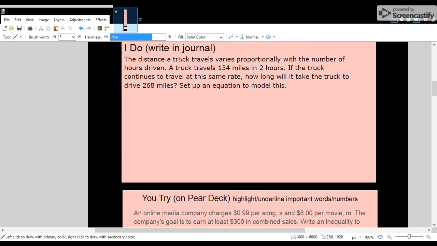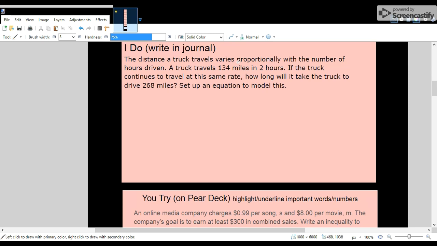I do. Write this in your journal. The distance a truck travels varies proportionally with the number of hours driven. A truck travels 134 miles in 2 hours. If the truck continues to travel at that same rate, how long would it take the truck to drive 268 miles? Set up an equation to model this.